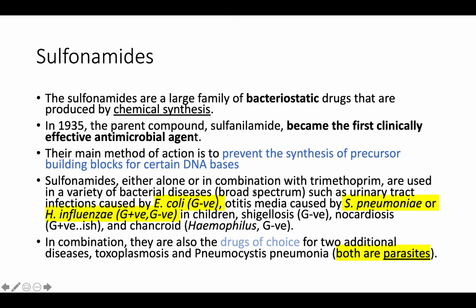urinary tract infection, which is the main thing. We mentioned otitis media caused by H influenzae. They act against gram positive and gram negative organisms. Shigellosis, and we can also target Nocardia. In combination, they are also the drug of choice for two additional diseases, toxoplasmosis and pneumocystis pneumonia, which are both parasites. Why? Because here we see something new: we can target everything with this drug, because everybody uses folic acid. Everybody needs folic acid.